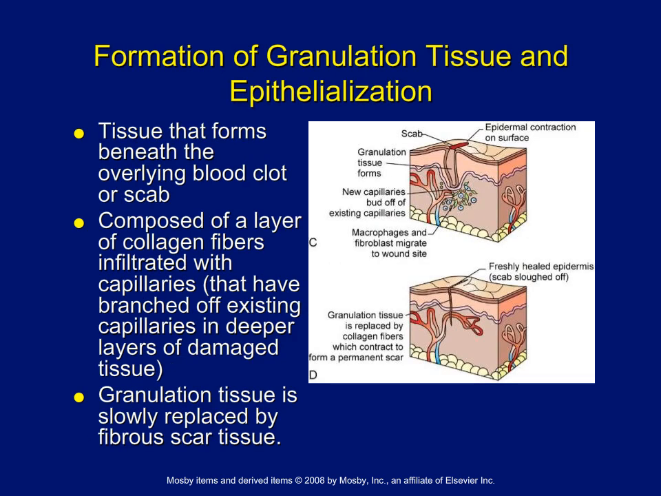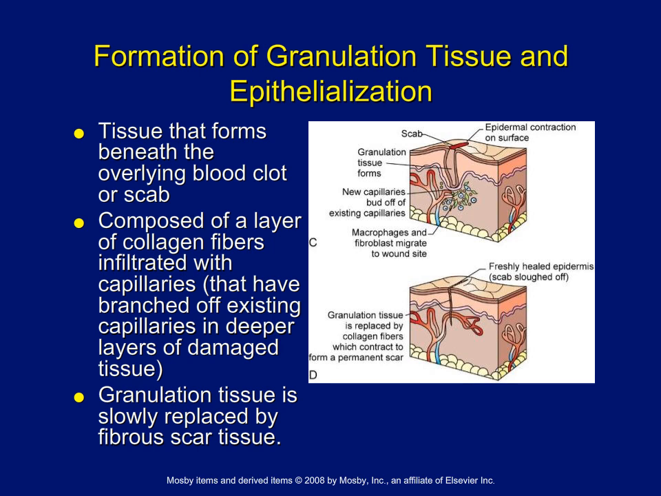So once inflammation has ceased, we're going to start our second part, which is formation of the granulation tissue and epithelialization. So remember that when we got this cut, not only did it destroy epithelial tissue, but it was deep enough to protrude down into our connective tissue. And so we need to repair both of those.